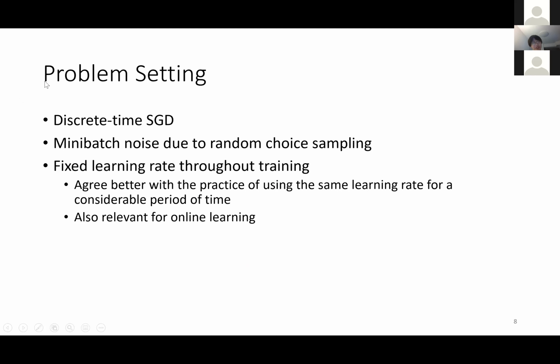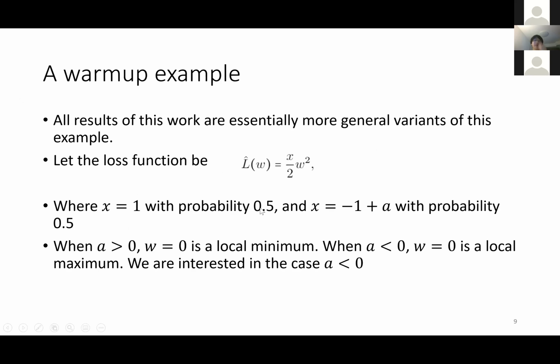So here's the problem setting. We'll be assuming a discrete time SGD, so the standard SGD algorithm. And there is mini batch noise due to random choice sampling. We also consider a fixed learning rate throughout training. This agrees better with the practice of using the same learning rate for a considerable period of time. And it is also relevant for online learning, where it doesn't make too much sense to change the learning rate, because you always get new data, right?